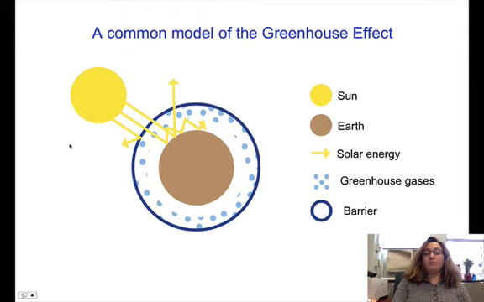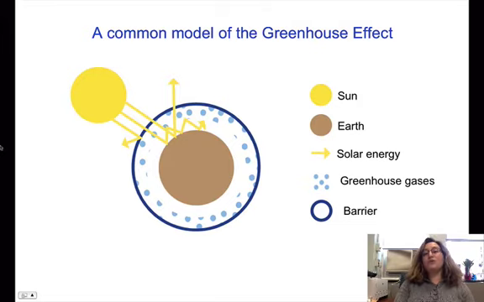So in this model, the idea is that there's a sun, it emits energy, that energy bounces off the Earth's surface, and some of it goes to space, while some of it bounces between the Earth's surface and a layer of greenhouse gases that act as a barrier, and some of the energy bounces off the Earth's atmosphere. This is a partially correct model, but it's not the complete model.